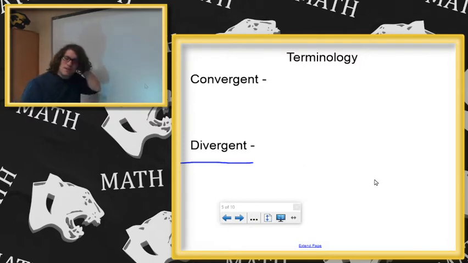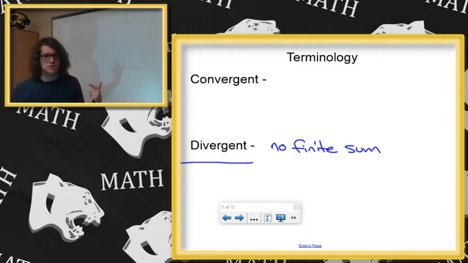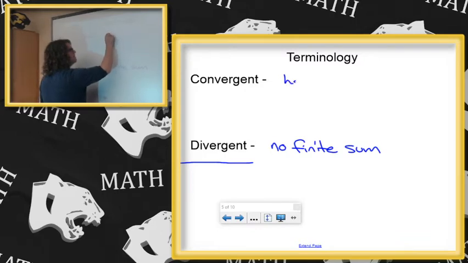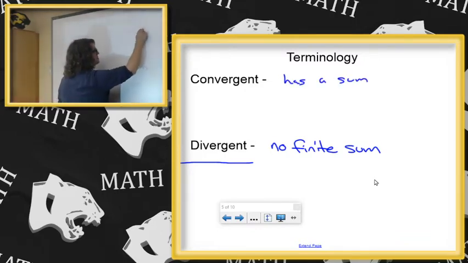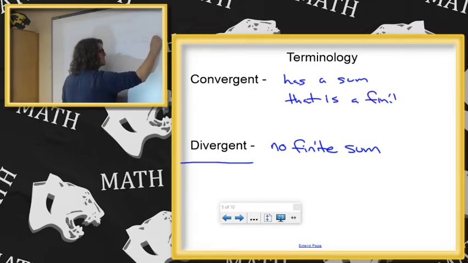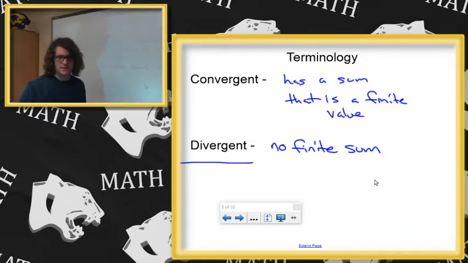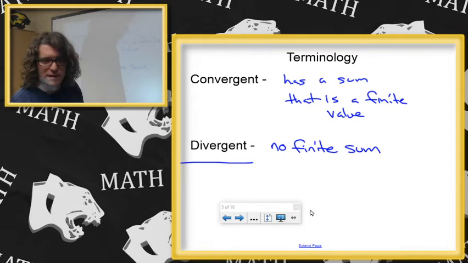So a divergent series is one in which there is no finite sum. So that's where we say, oh, it just goes towards positive infinity or negative infinity. A convergent series has a sum that is a finite value. Okay, so we still haven't bumped into one of these things yet, but apparently it has a name, and it has a section in the textbook, so one would think that they must exist.